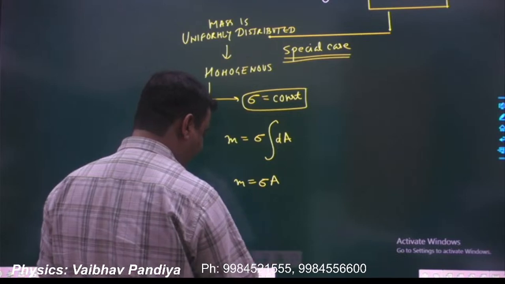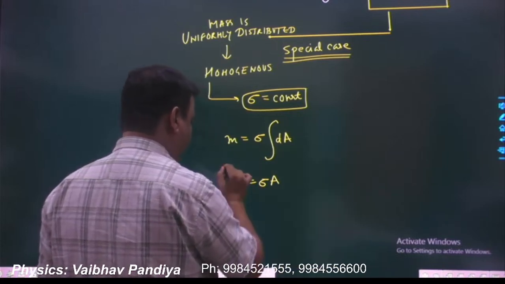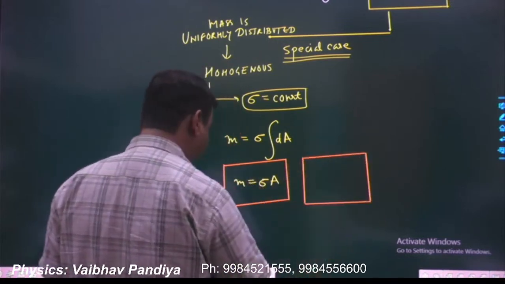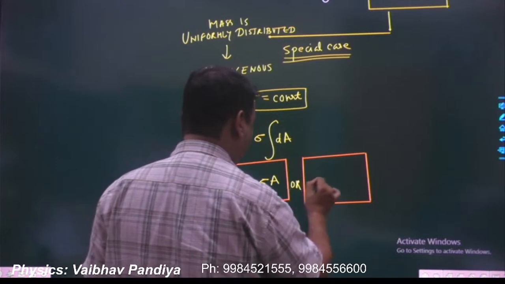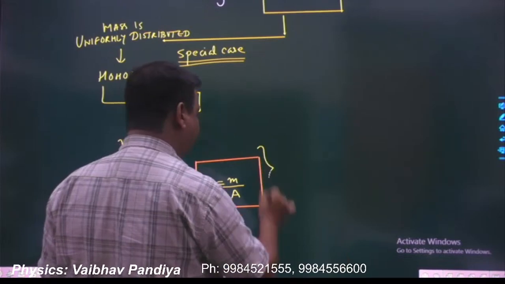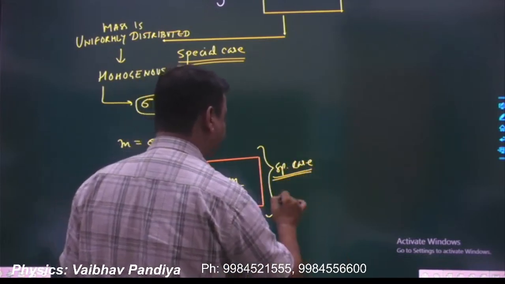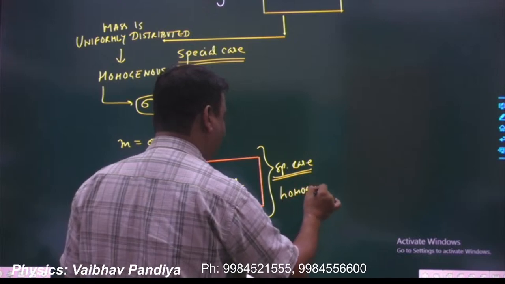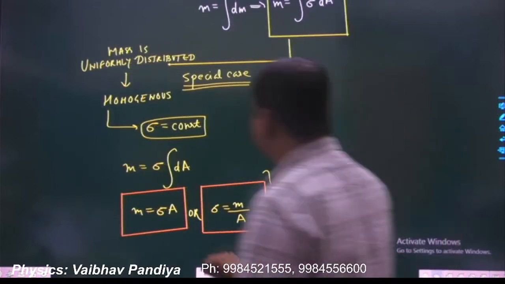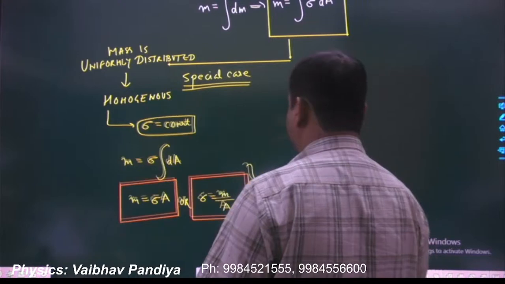So in this case, you can write this special formula, m is equal to sigma A. Or if you make sigma the subject, you can write sigma is equal to total mass divided by total surface area. Now this is a very special, limited formula when your object is homogeneous. You cannot apply this formula in all cases. When it is given that the object is homogeneous, or that the mass is uniformly distributed, then we will apply this equation.